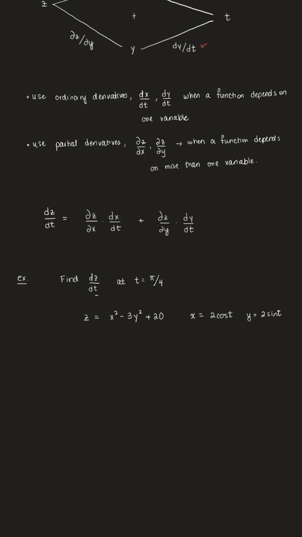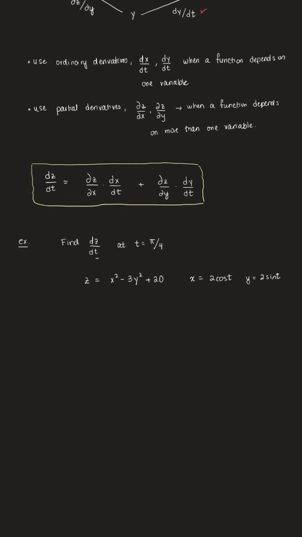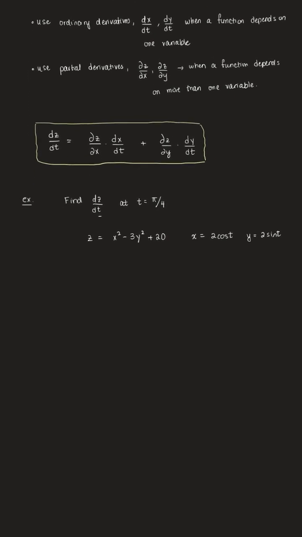And since we already drew a diagram for this problem, so I usually would encourage you to draw a tree diagram for every problem, but this is exactly the case that we were dealing with above. So we're going to use the derivative as written in the yellow boxed rectangle. So to find dz dt, we're going to need the rate of change of z with respect to x. We're going to need the ordinary derivative of x with respect to t. We will also need the partial derivative of z with respect to y and the ordinary derivative of y with respect to t.